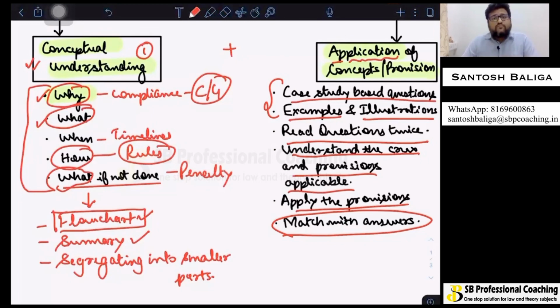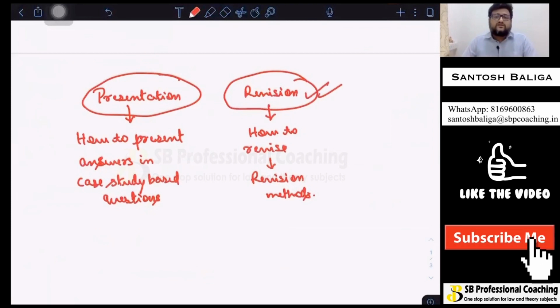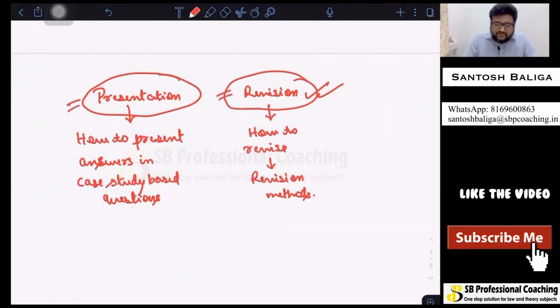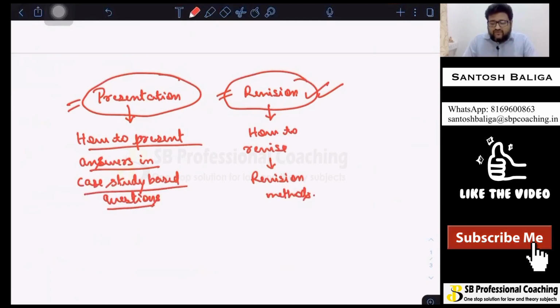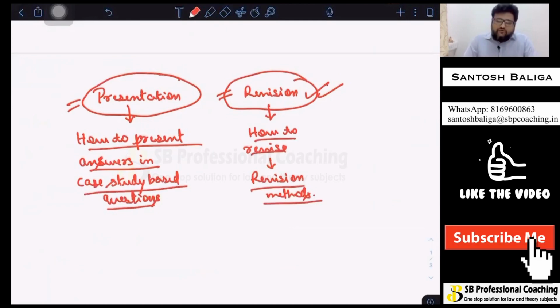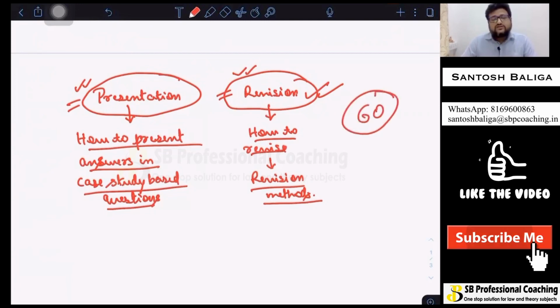Okay. There are two more important points which are to be done. One is the presentation part and the other is revision, which is the most important thing. So presentation and revision are also extremely important: how to present the answers in case study based questions and how to revise. Are there any revision methods? I would be coming up with separate videos on both these parts. So stay tuned to this channel. You will be having many more videos coming, which will give you tips in scoring more than 60 marks for your company law subject.